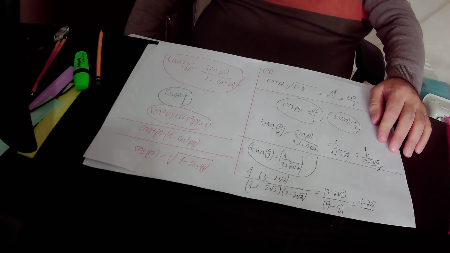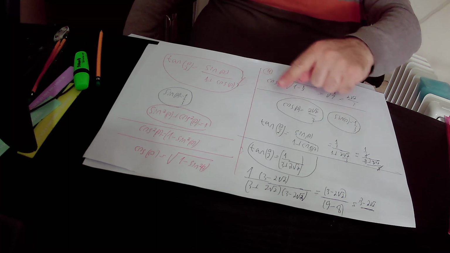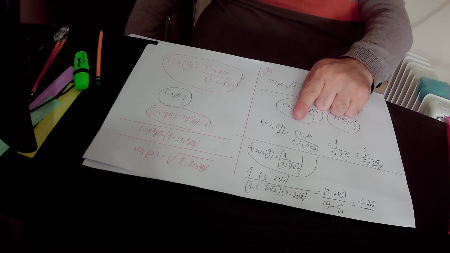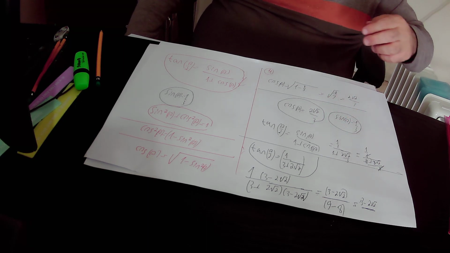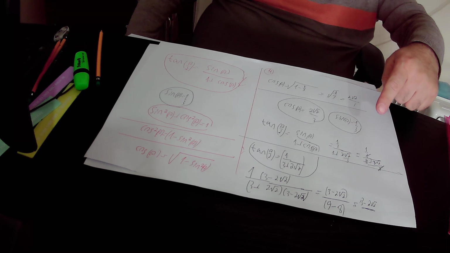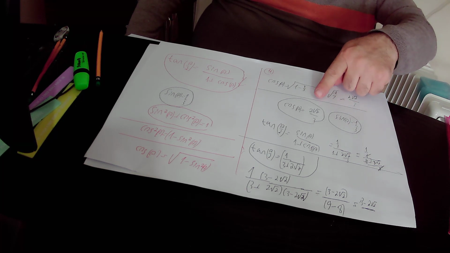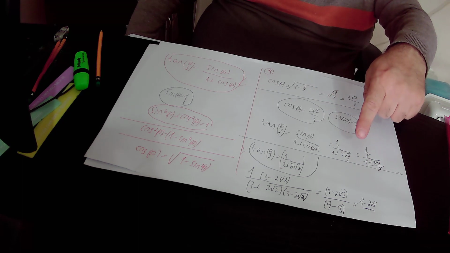So here we have tangent of theta over 2, according to the trigonometric identity, sine theta over 2 equals sine theta over (1 plus cosine theta). And sine theta equals 1 over 3 and cosine theta equals 2 times the square root of 2 over 3.